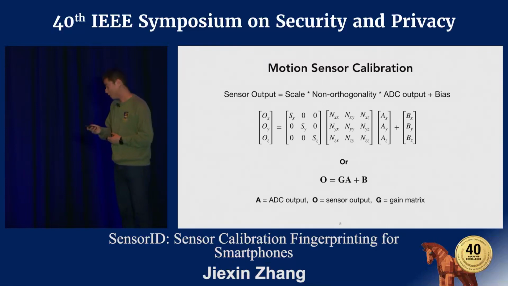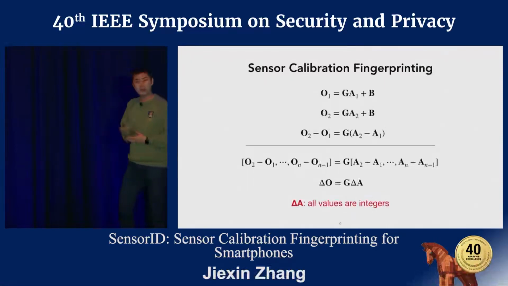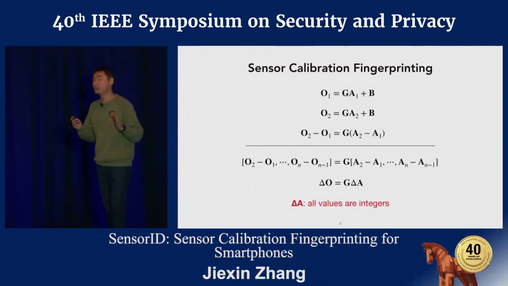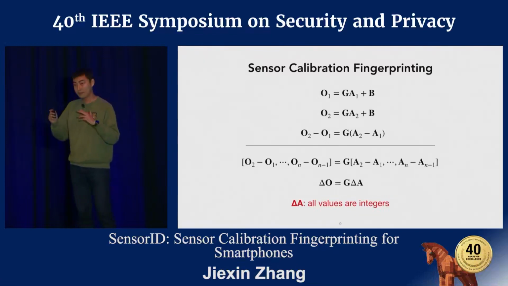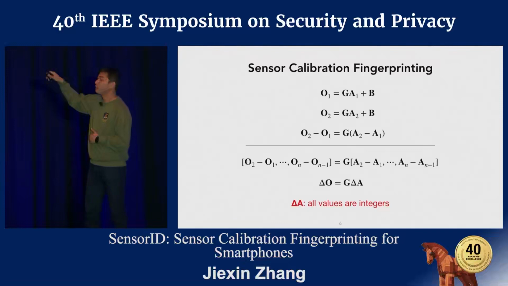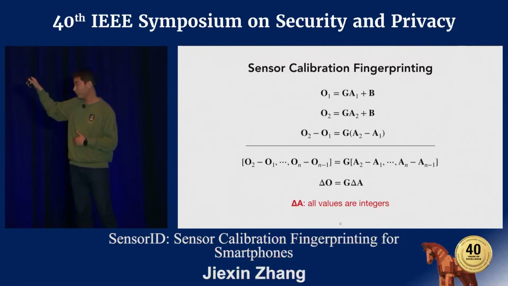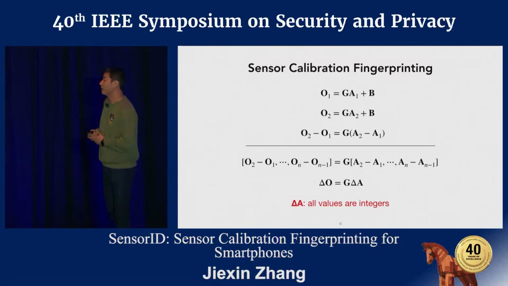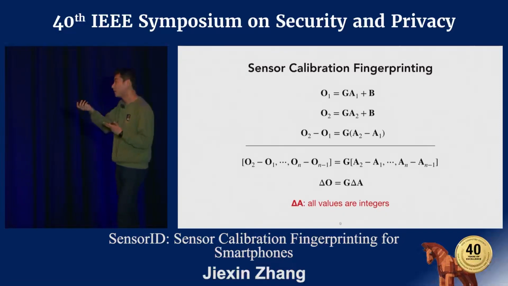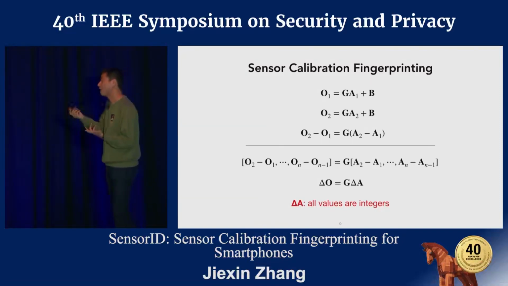Here is how the attack works. We first collect a few data samples from the sensor. Then, by subtracting consecutive sensor measurements, we can effectively remove the bias from this equation. And eventually, we get the formula down below, which is delta O equals the gain matrix G times the matrix delta A.